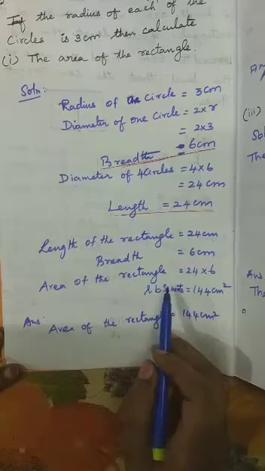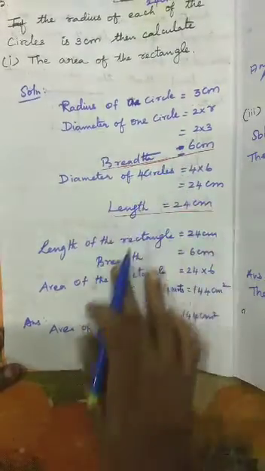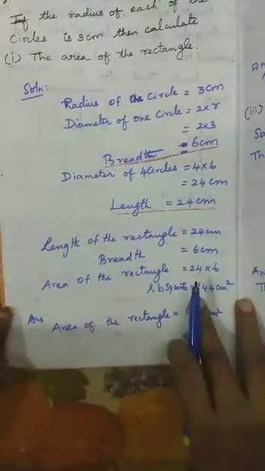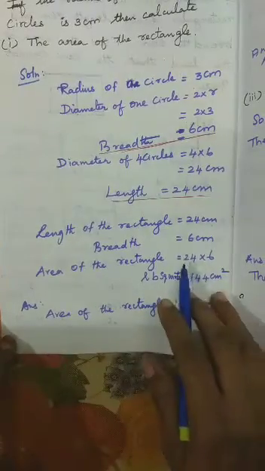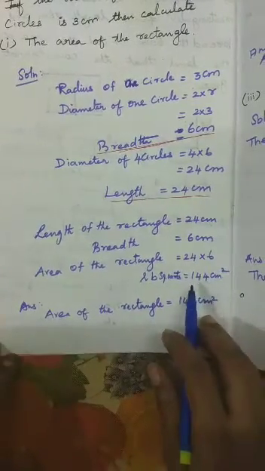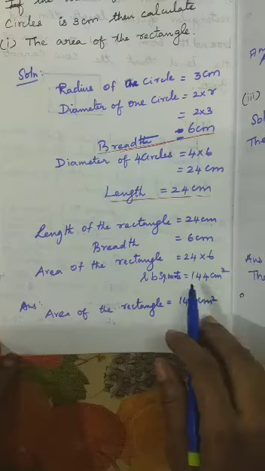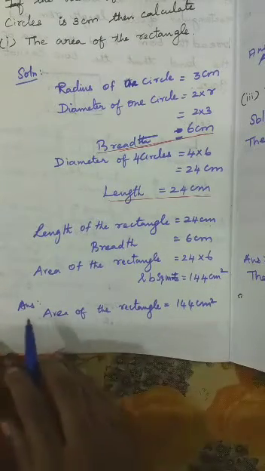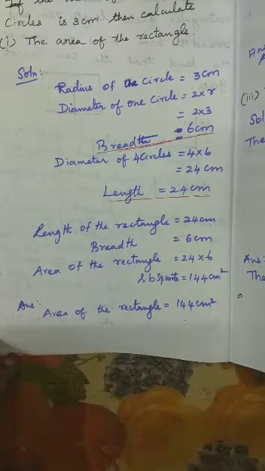Okay, area of the rectangle. You have to calculate the area of the rectangle. First question: L into B, that is 24 into 6. You multiply, that is 144 centimeter square. So area of the rectangle is equal to 144 centimeter square.